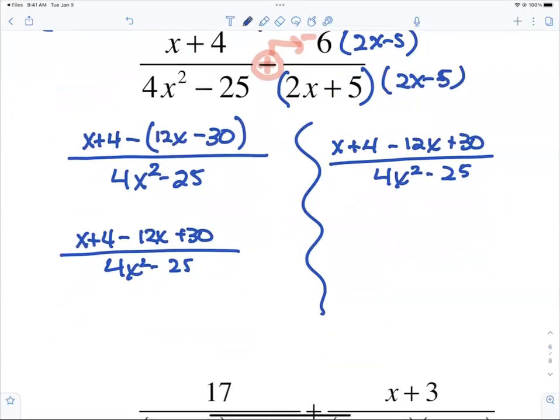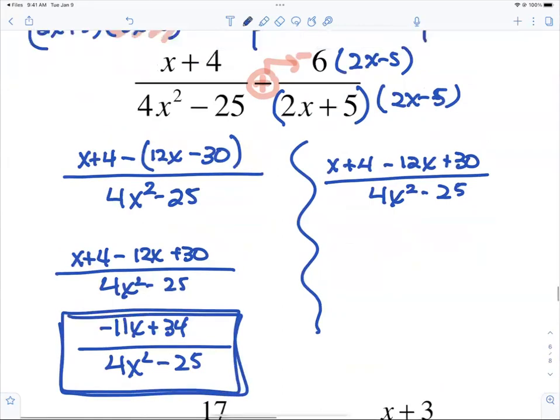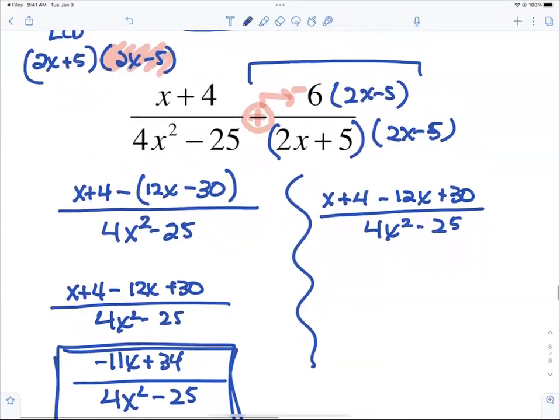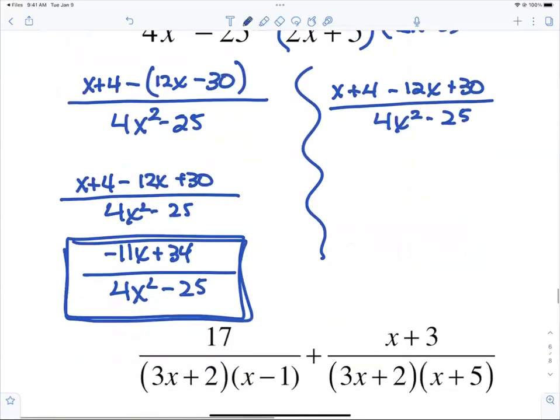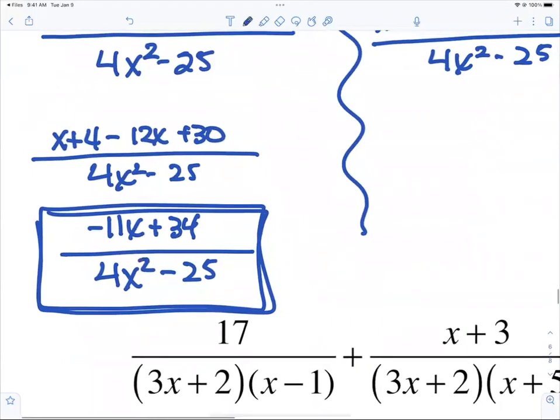Okay, to clean this up, just combining like terms, I have negative 11x plus 34 over 4x squared minus 25. I think that's the answer that I'm getting: negative 11x plus 34, and then over your common denominator.